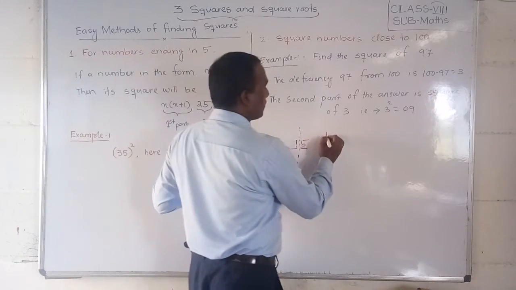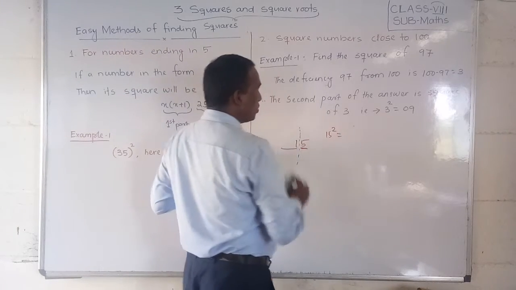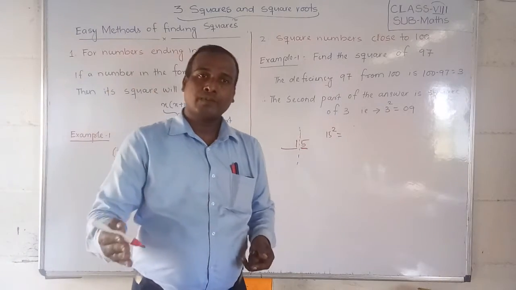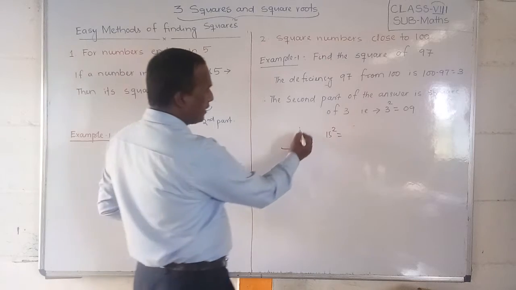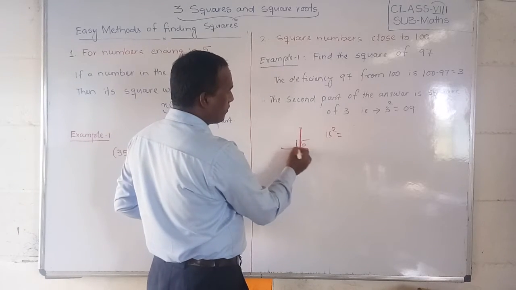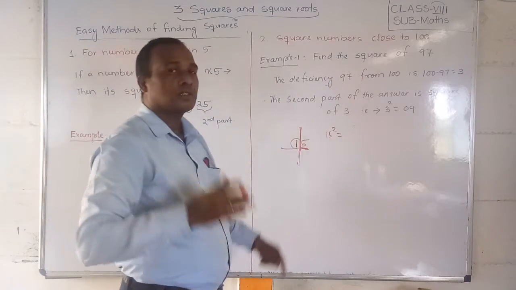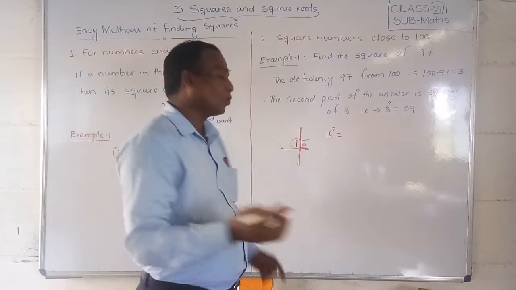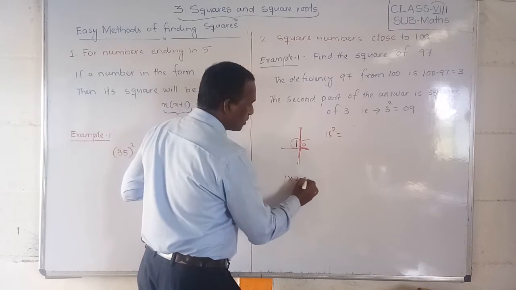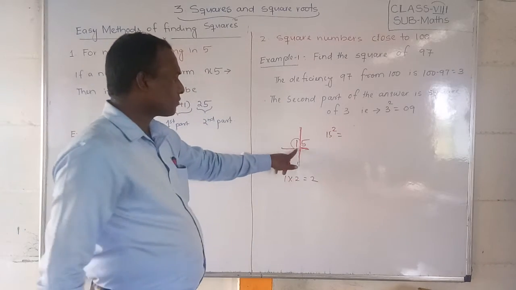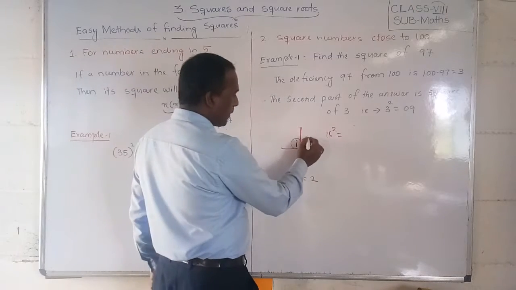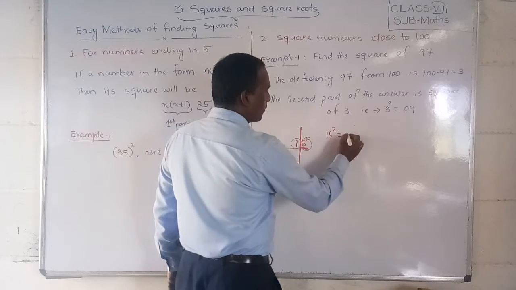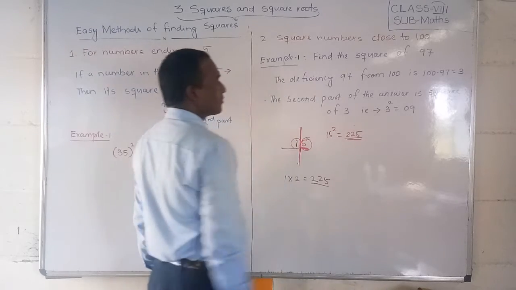So what is 15 squared? First of all, divide the number into two parts: one is the ending 5, another is the rest. So 15 is divided into 5 and 1. Take 1 and its next number, 2. What is 1 into 2? It is 2. And the 5 gives 5 into 5, 25, at the end. So 15 squared is equal to 225.